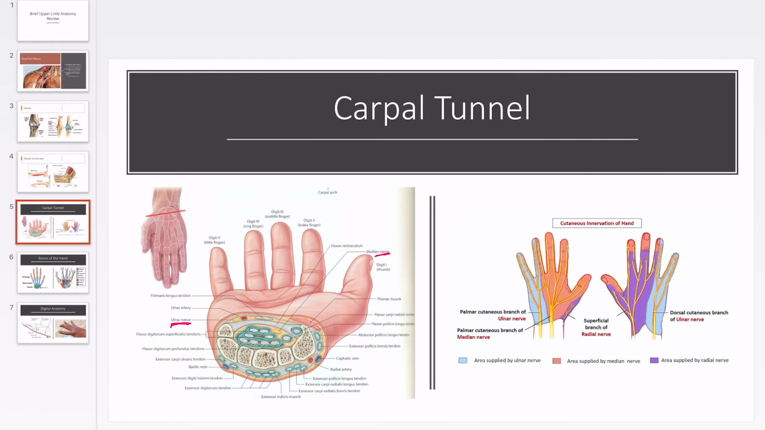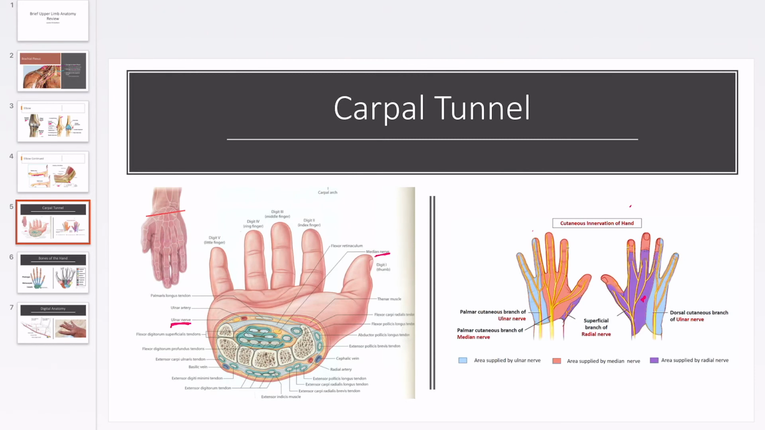So you can see in this picture here that the median nerve really covers fingers 1, 2, and 3, and then a little bit of 4 as well. But specifically the 4th and 5th finger, or the outside edge of the 4th and then the 5th finger, are supplied by the ulnar nerve, and then the radial nerve covers that 1, 2, 3, and a little bit of 4, but on the dorsal side of the hand. So you can see that here.